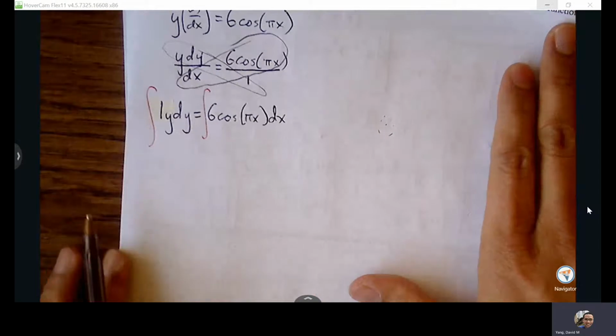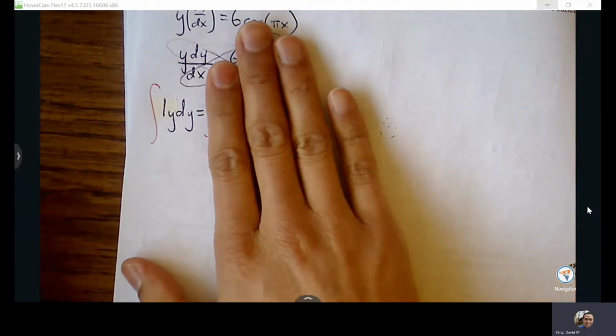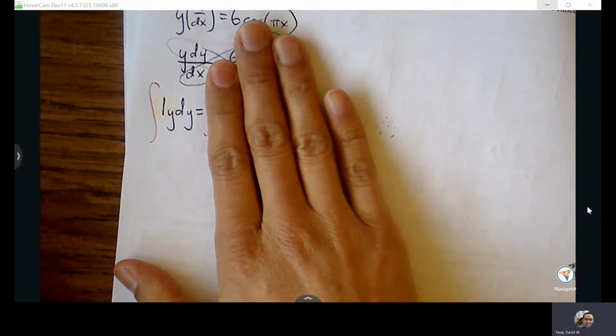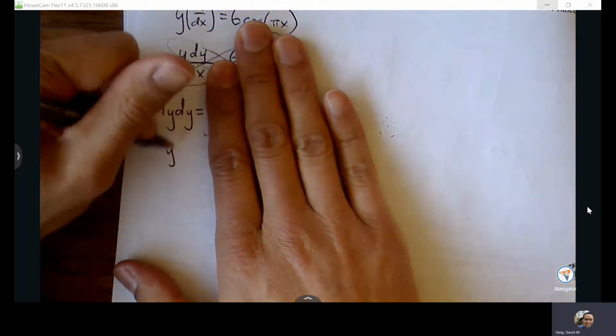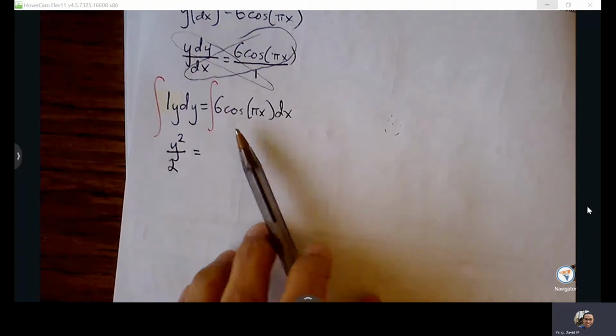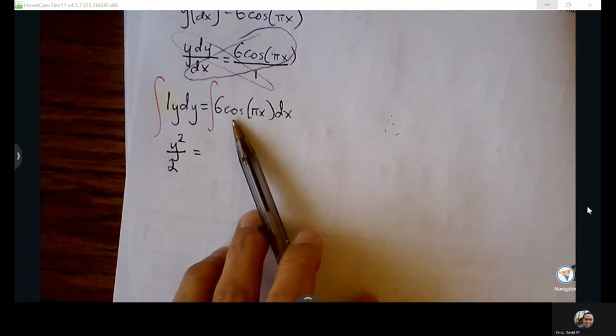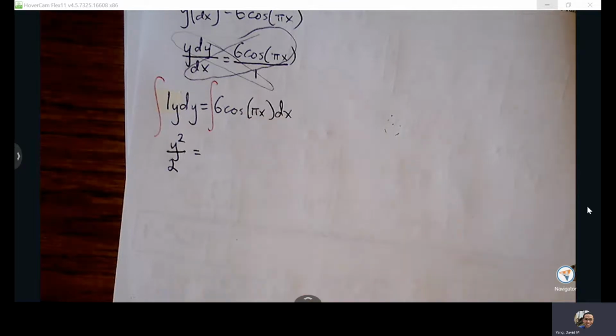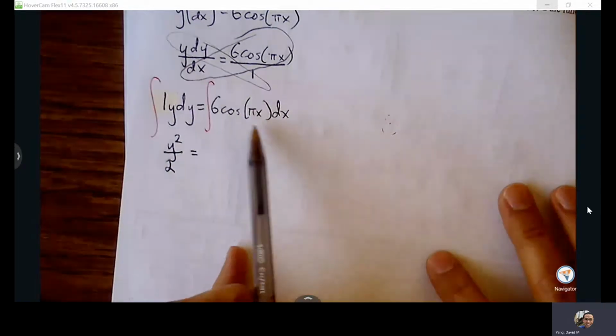Again, these are independent problems, so you really need to treat these like 2 separate problems here. Let's look at the left side here. What does 1 dy turn into? Okay, y squared over 2. We'll save the plus c for later. What's the integral of cosine? Sine, positive sine. The integral is the opposite, so cosine becomes positive sine.